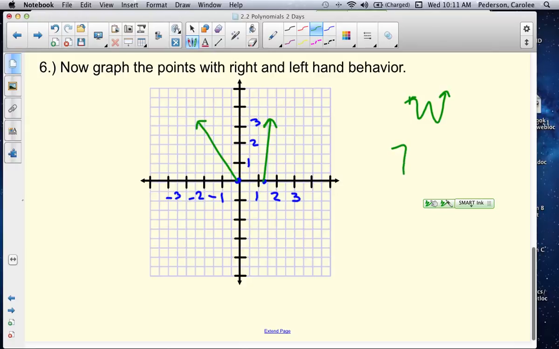Maybe it looks like this, and then it goes just a little bit. And that can happen. And we're not going to be too picky about how far down you go, because we don't have a lot of room to show that.